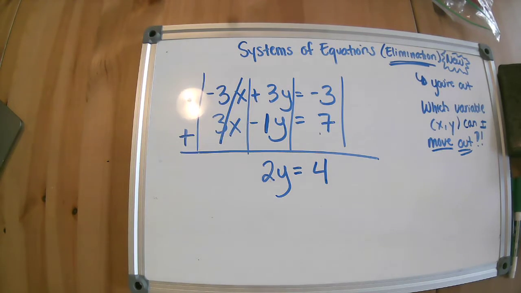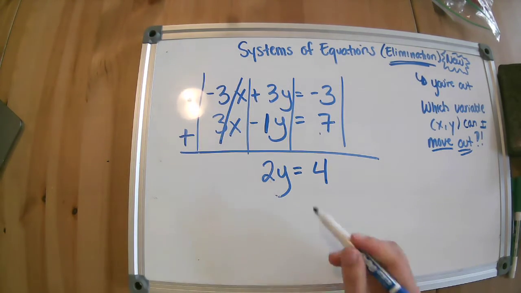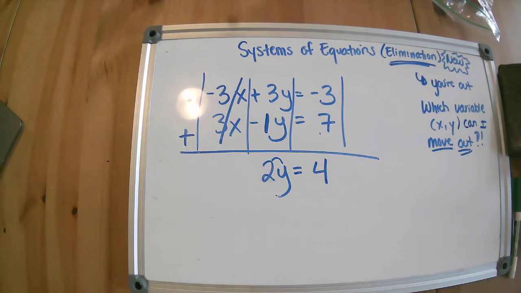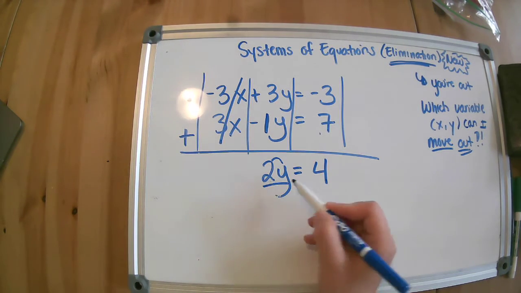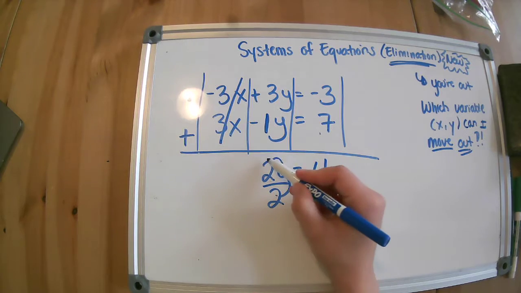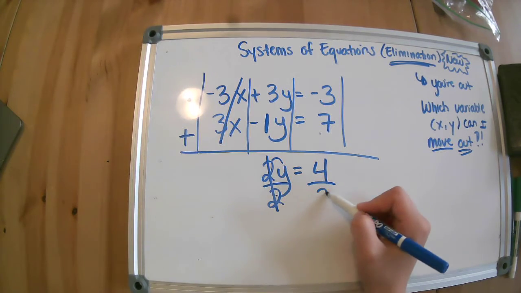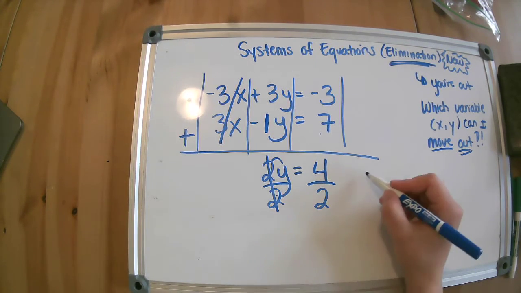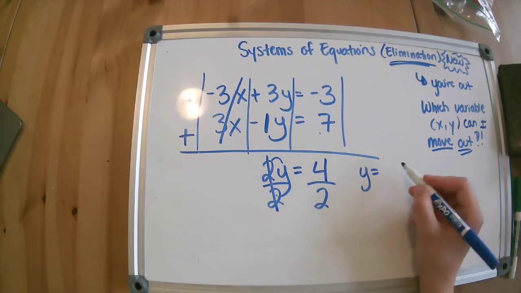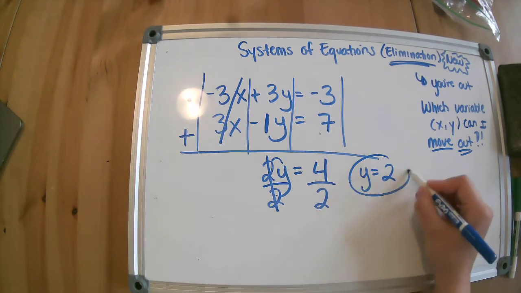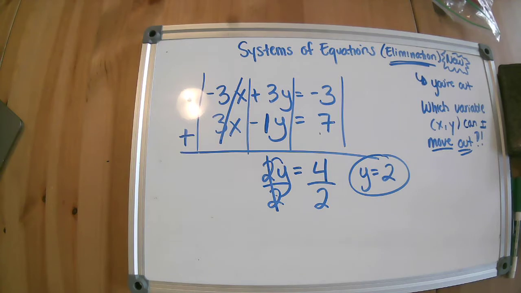All right, next step is I have to get this y by itself. So the opposite of multiplying here, 2 and y, is to divide by that 2. So we can cancel here, cancel here. So y equals 4 divided by 2 just gets me back to 2. Great, I have half of my answer now complete.